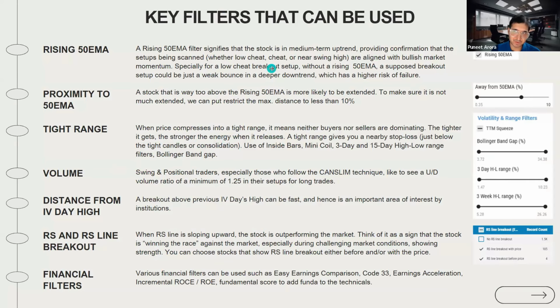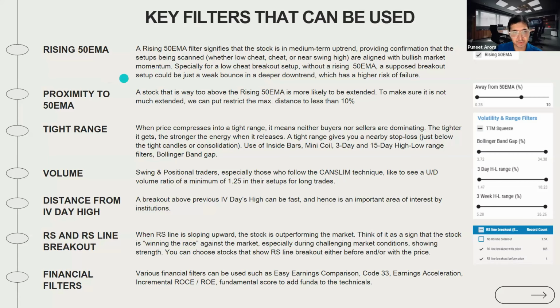So there can be different filters that can be used in addition to the swing high filter, right? You have a filter for rising 50 EMA. It will tell you whether the stock is in a medium term uptrend, providing confirmation that the setups being scanned are aligned with bullish momentum.